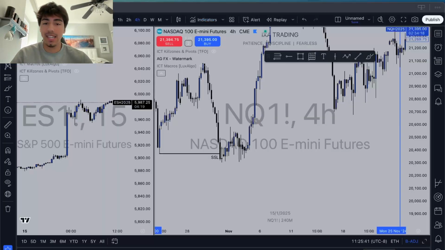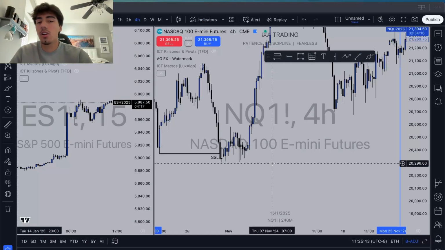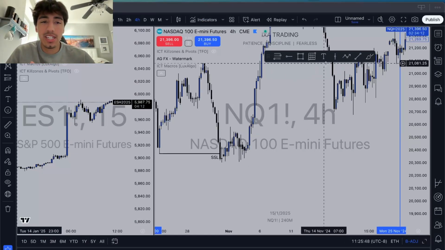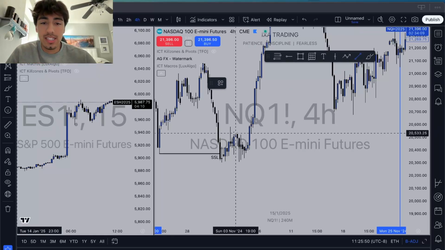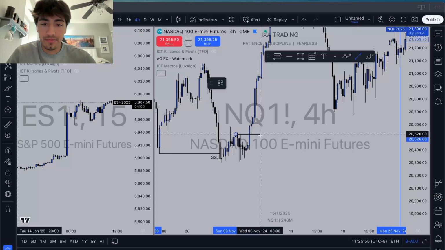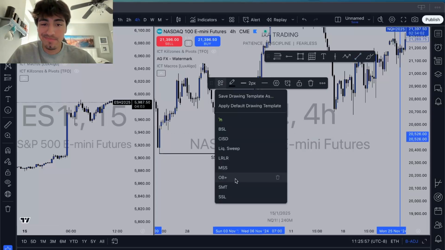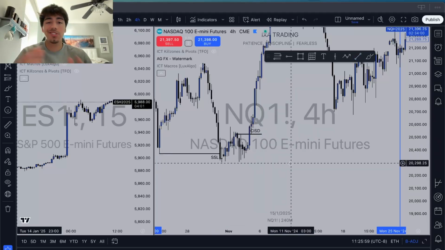So this is like a CISD, a break of structure, whatever you want to call it, right? This is very simple, right? So if I was looking at this, here's our CISD, right? Pretty straightforward CISD right here on the 4-hour, which is great.